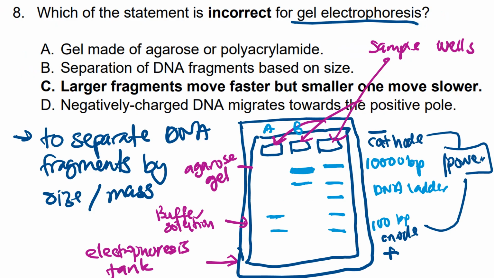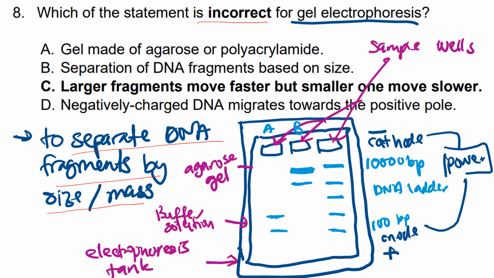Which of the statements is incorrect for gel electrophoresis? Basically, gel electrophoresis is a technique to separate DNA fragments according to their size or mass. In order to do this, you need to set up the gel electrophoresis setup. It is something like what I've drawn here.